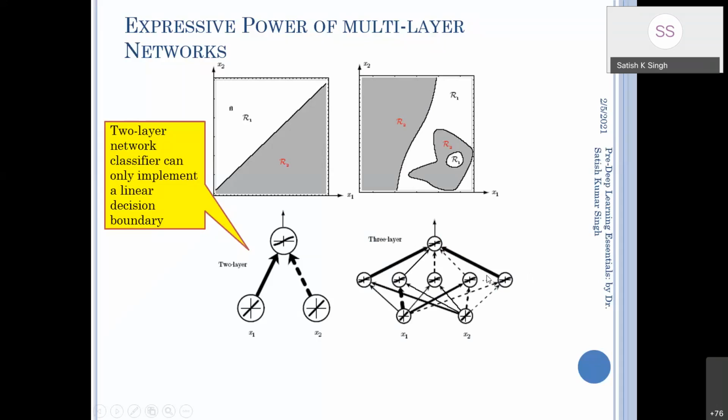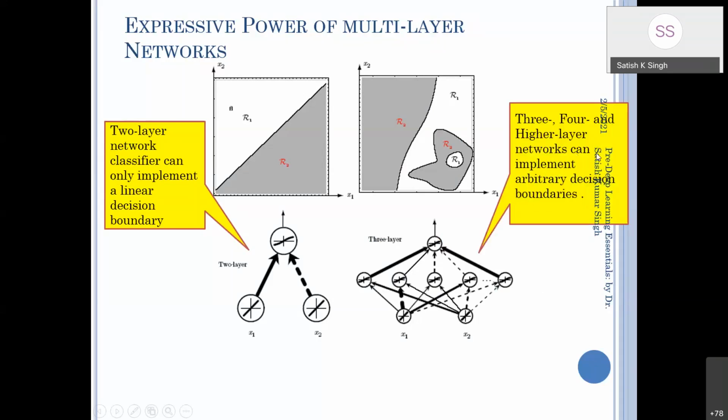How do we decide the number of hidden units? If you observe the data distribution and the decision boundaries are quite complex, then you keep on increasing the number of hidden units and keep on optimizing. Then you can generate the complex decision boundaries. So for these kinds of distributions, 3, 4 and higher layer networks can implement arbitrary decision boundaries. Means 3 layers are sufficient with a sufficient number of hidden units.